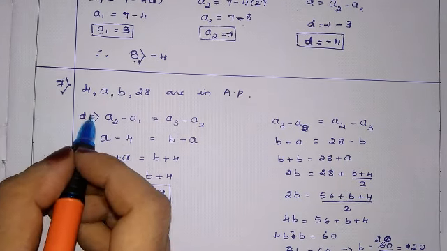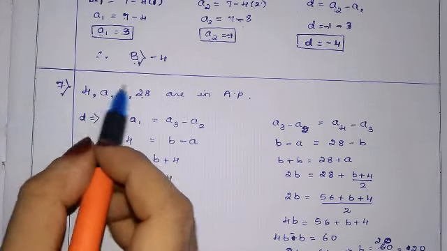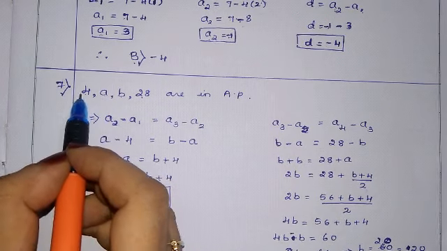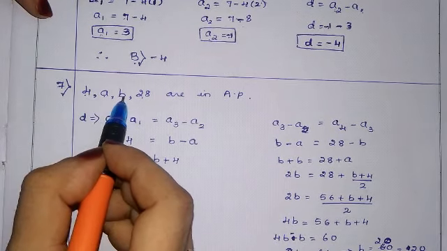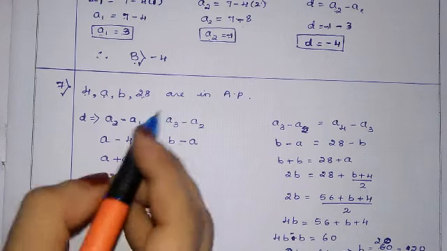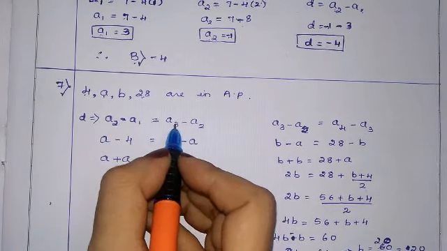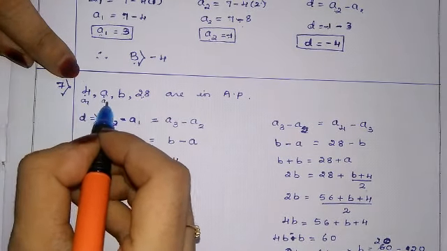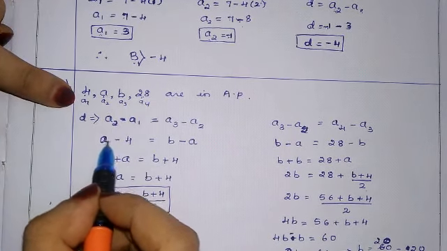D is equal to A2 minus A1, or A3 minus A2, or A4 minus A3. Like that, next term minus previous term. D can be any of these. So I'll write D is equal to A2 minus A1, which is equal to A3 minus A2. Here this is A1, this is A2, this is A3 and this is A4. A2 value is A.